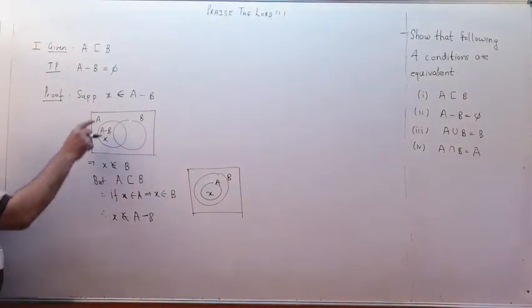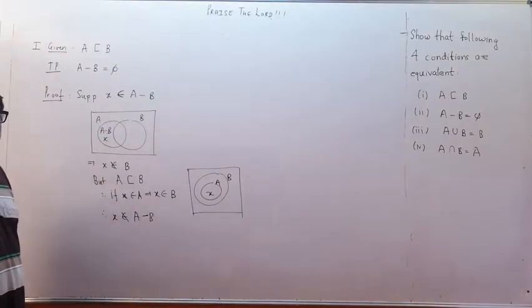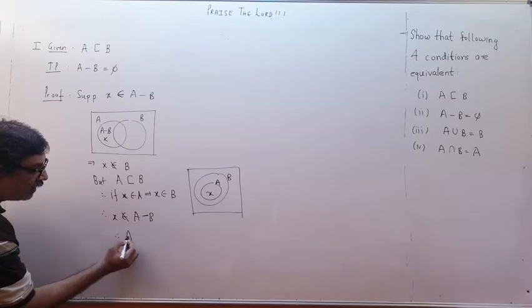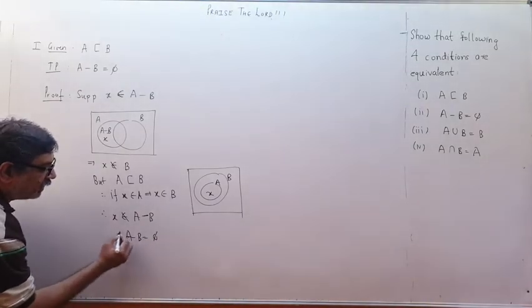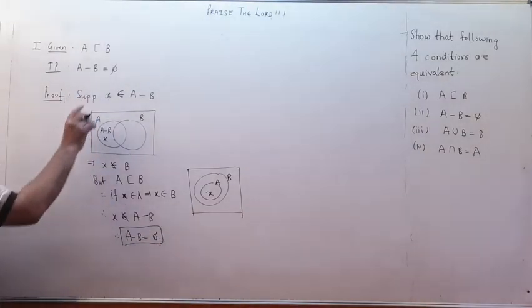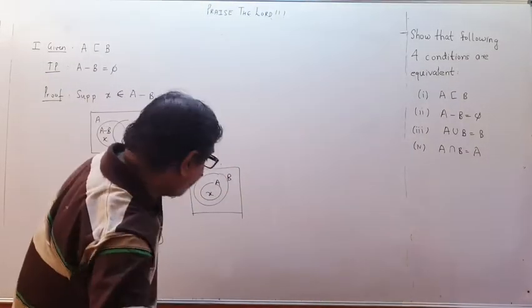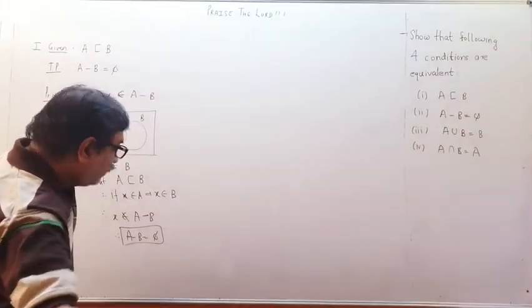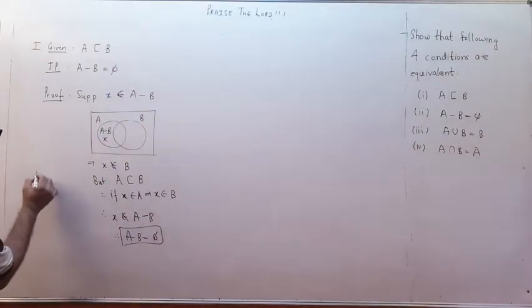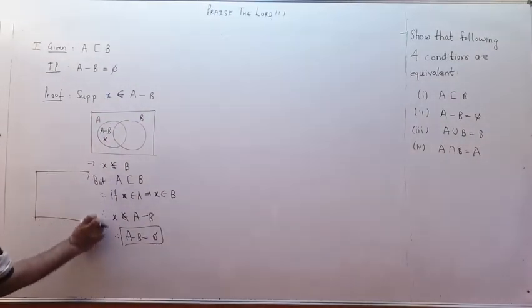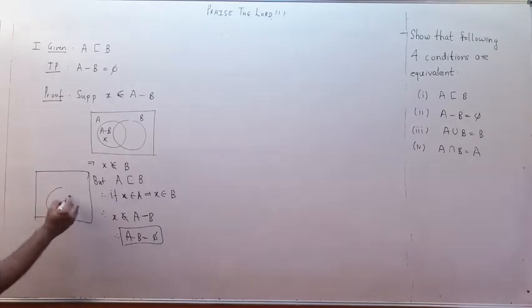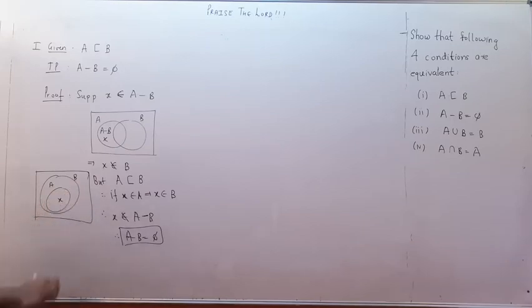That way, if I take any element in A minus B, it will be disproved that that element exists in A minus B. Therefore, A minus B does not have any element, and therefore we say that A minus B is a null set. To prove A minus B is a null set. Okay, then. So I draw this over here for you, children. If this was A and this was B, then if x is in A, x has to be in B.